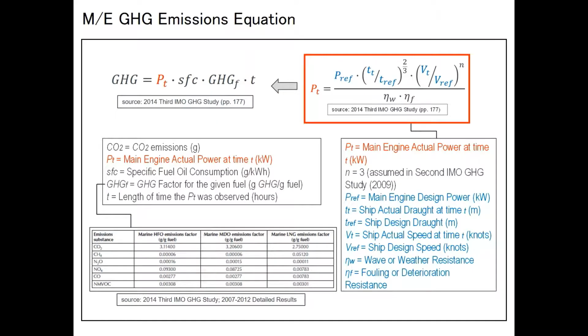Next, we want to explain the calculation for this topic. We calculate the GHG emissions by multiplying the main engine output, the fuel ratio, the GHG factor, and sailing time. The output of the main engine is calculated by this formula and these parameters. The GHG factor is calculated from the coefficients in this table.